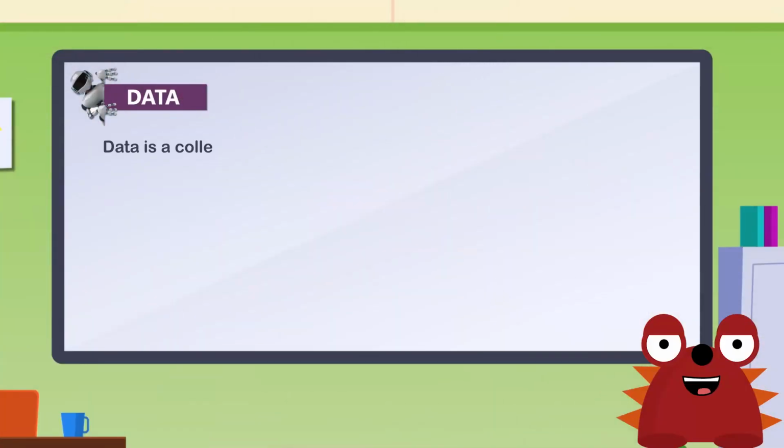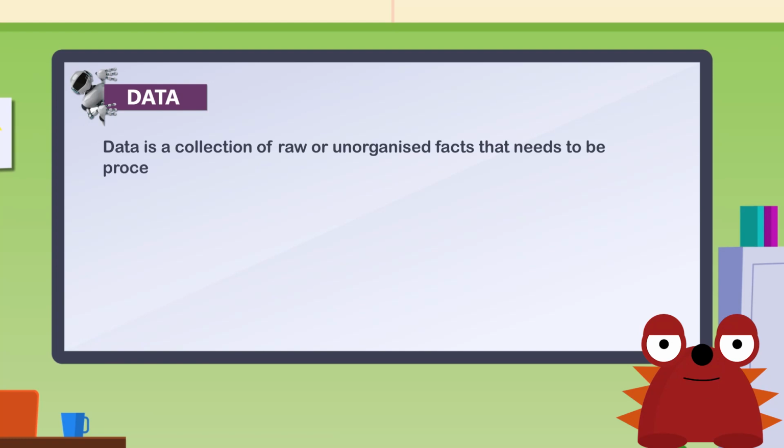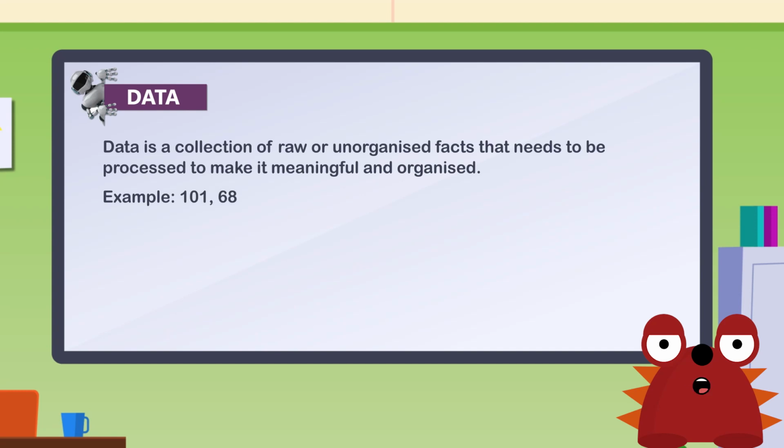Let's learn what data actually is. Data is a collection of raw or unorganized facts that needs to be processed to make it meaningful and organized. For example, the numbers 111 and 68.